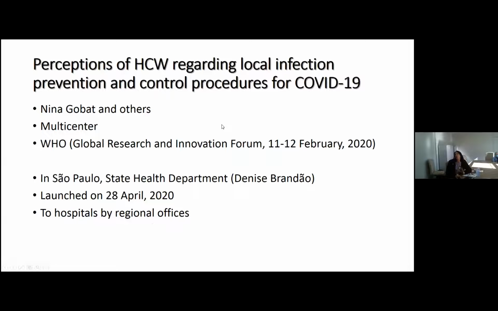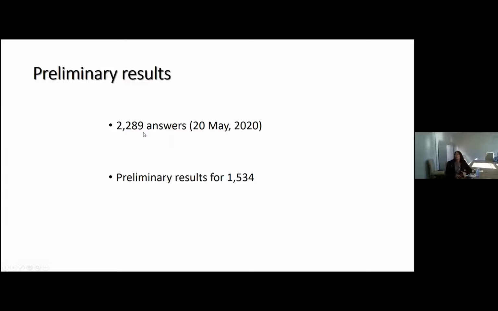The third issue I want to mention is about a survey. It's a multi-center survey about the perceptions of the healthcare workers about local infection prevention control procedures for COVID. And it really came up in the Global Research and Innovation Forum held in WHO in Geneva in February. And it was taken over in Sao Paulo, as we're very close to the Health State Department. The Health State Department of the state of Sao Paulo decided to launch it in April through all the hospitals through their regional offices. So we have to the moment 2,200 answers.